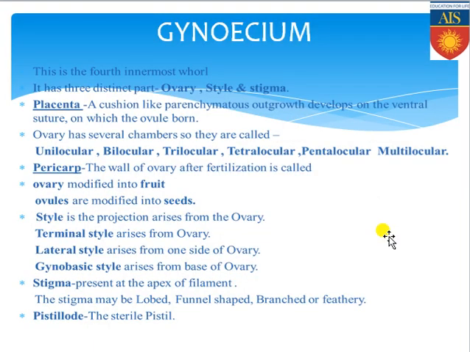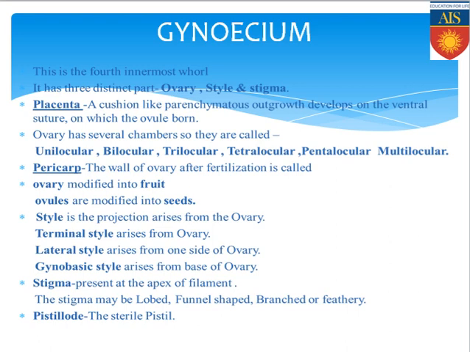Coming to the next part, regarding the last floral whorl or innermost floral whorl, that is the gynoecium. Keep in mind, this is the innermost floral whorl, the fourth whorl, and it has three portions. The lower portion is the ovary, then there is a filament-like portion, that is the style, and the uppermost portion, commonly sticky, is called the stigma.